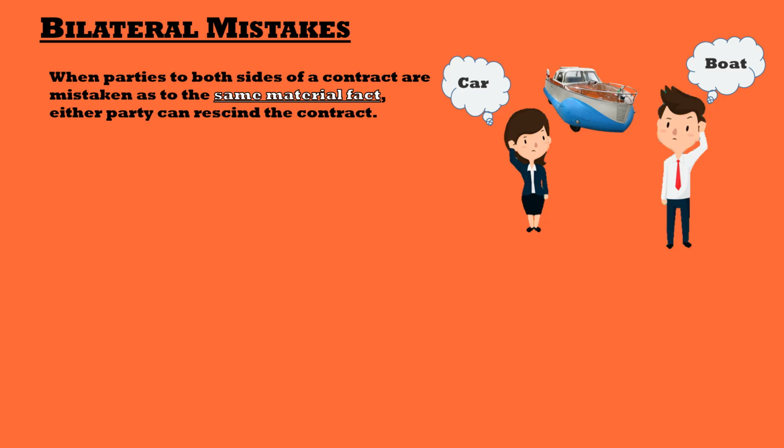Now, while it should be obvious, I'm going to explain this. A contract is a meeting of the minds. In essence, it's 2 parties agreeing to do exactly the same thing. If the parties don't agree to do exactly the same thing, guess what you don't have? A contract. And that's why when they make a mistake about the same material fact, either party can cancel a contract.